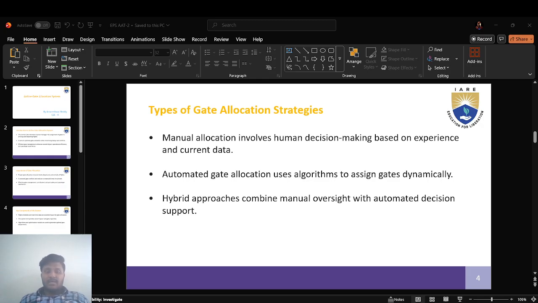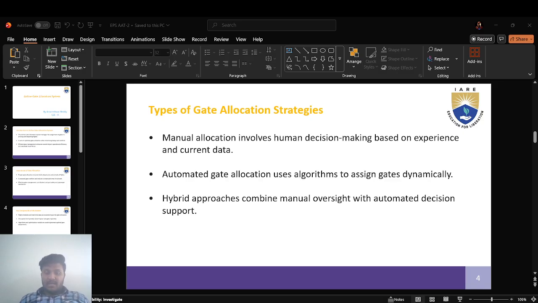Second one is automated gate allocation. This method uses computer programs or algorithms to automatically assign gates to flights. The system looks at flight schedules, gate availability, and other rules, then chooses the best gate. It can do this quickly and handle many flights at once. A computer automatically picks the best gate for each flight using rules and data.